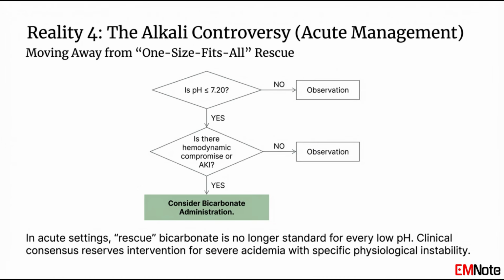Let's start with the acute setting. When is rescue bicarb appropriate? It's really reserved for severe acidemia. And how do you define severe? A pH of less than or equal to 7.21. Is the pH the only criterion we should look at? No, it's primarily used when there's also hemodynamic compromise or an acute kidney injury. So if the pH is, say, 7.25 and the patient's stable, you'd hold off? Generally, yes. The data really supports holding off unless those very specific criteria are met.